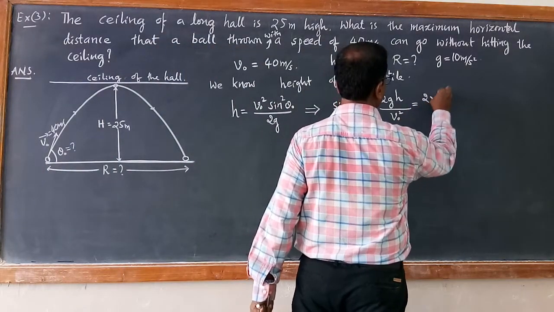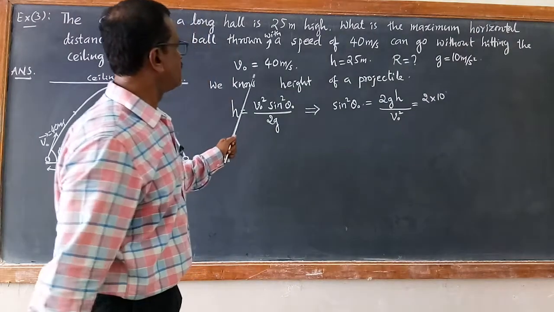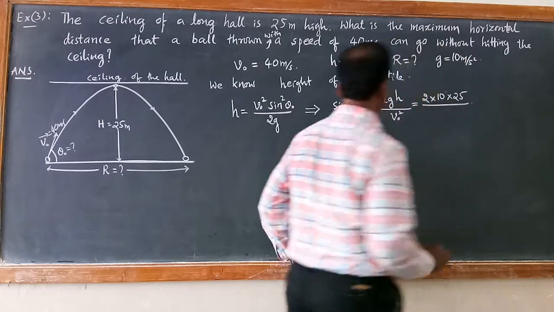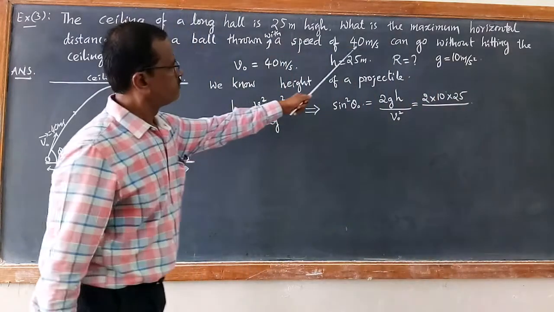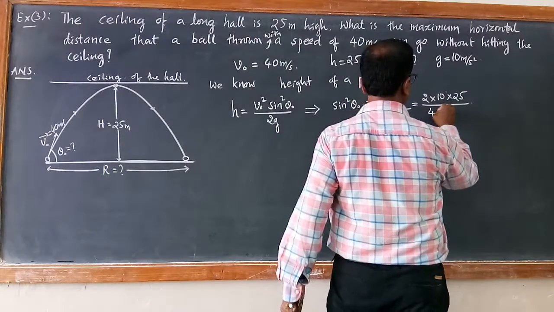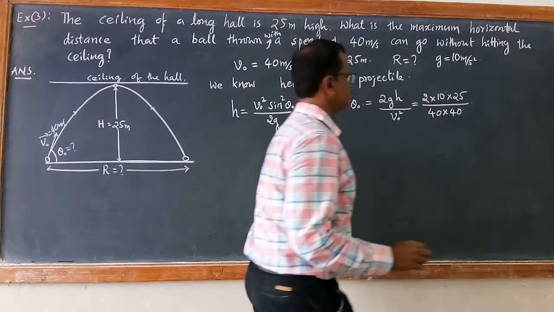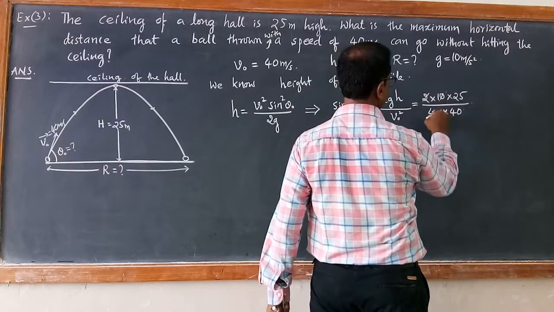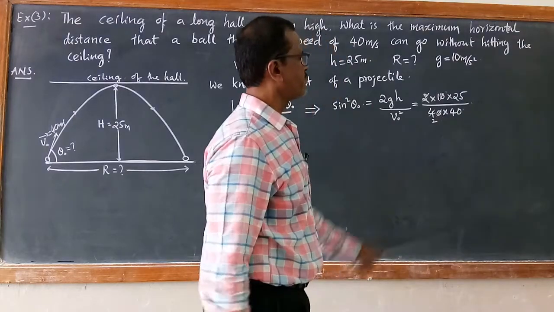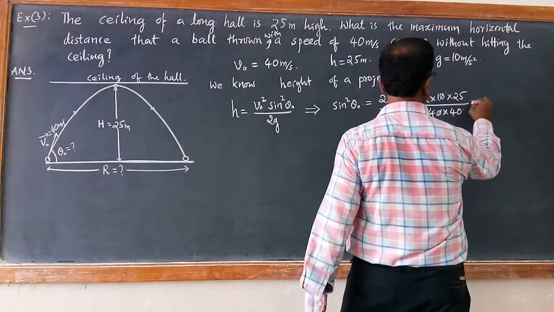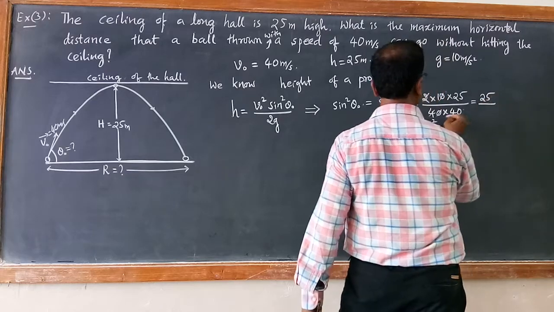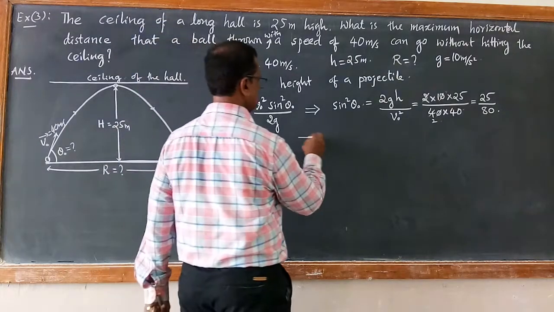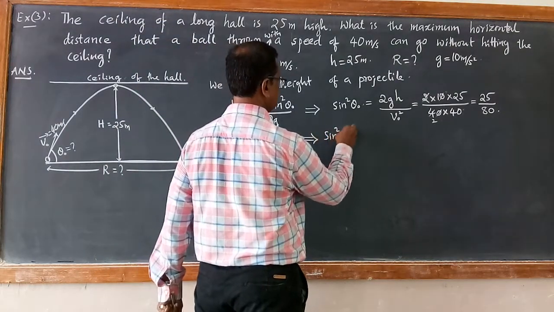So 2 into 10 into height. Height is 25 meter, divided by v0 is 40 meter per second, 40 into 40. So we can cancel one 0 here. 2 1s are 2, 2 2s are 4. So it becomes 25 by 40, 25 by 40. 40 into 2 is 80. So 25 by 80 is sin square theta naught.